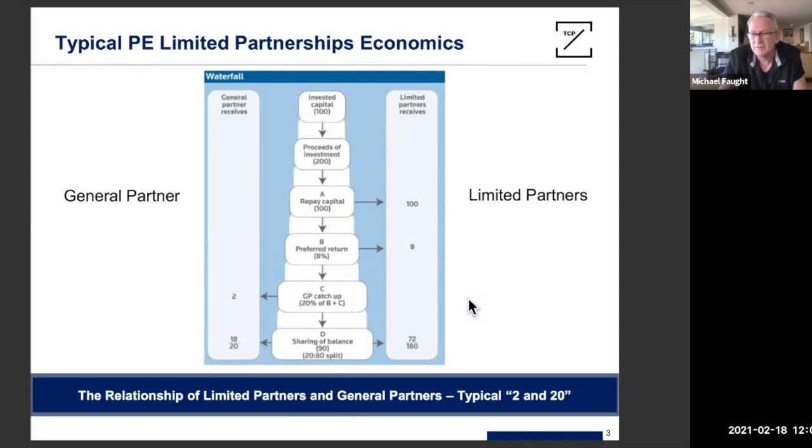So the deal in a limited partnership is, look, the limited partners put up all the money and the general partners do all the work. And then at the end, you split the profits 80-20.